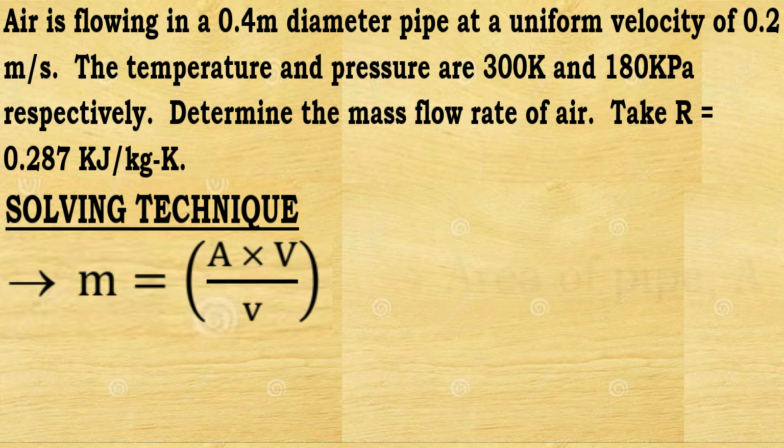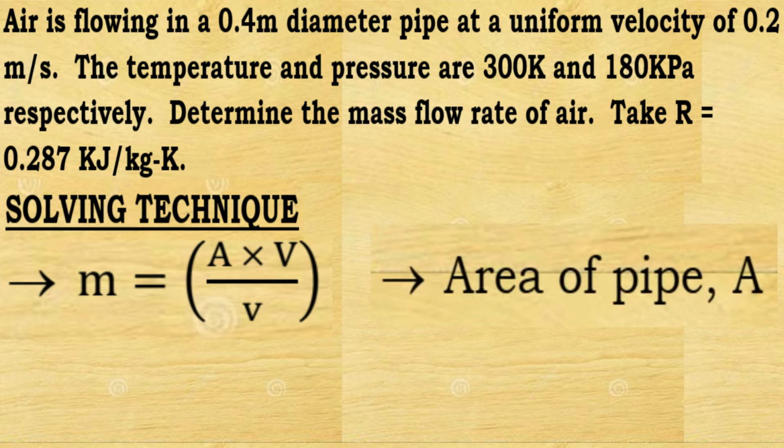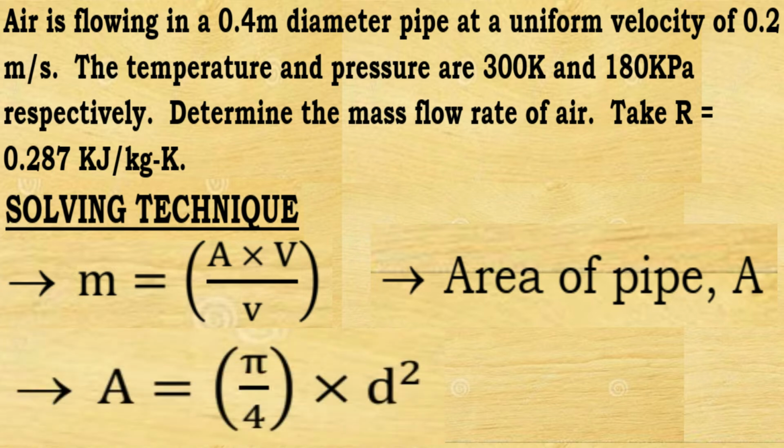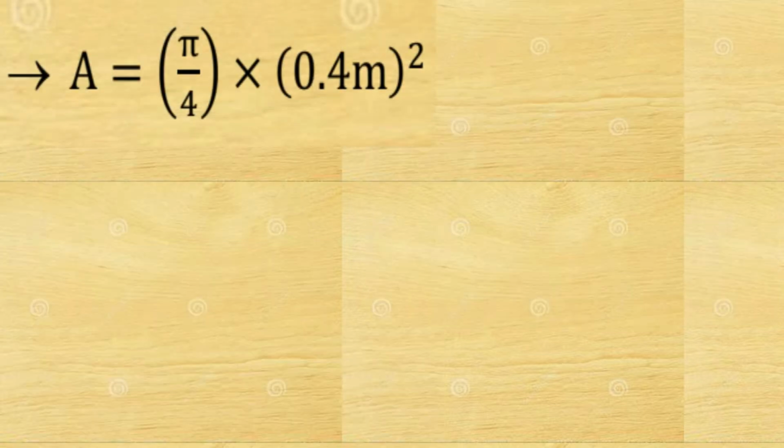First, we will find the value of area of pipe, which is A. For finding the value of A, we will use the formula of area of circle because the shape of pipe is circular. So we know that the formula for area of circle is A is equal to pi by 4 into d square. So similarly, the formula for area of pipe will also be A is equal to pi by 4 into d square. So here A is area of pipe and d is diameter of pipe. In this formula, we know the value of d. So we will substitute the value. We get A is equal to pi by 4 into 0.4 meter whole square.